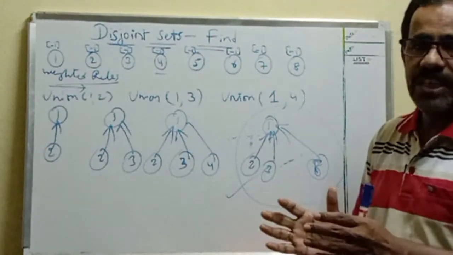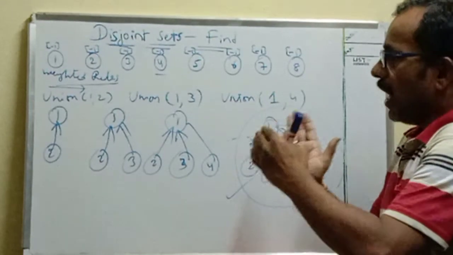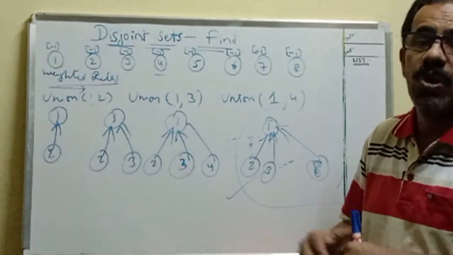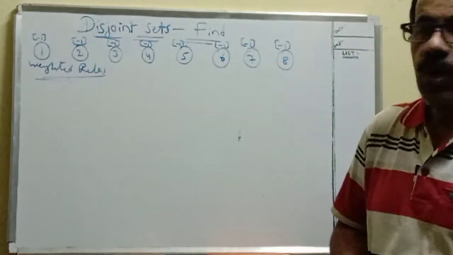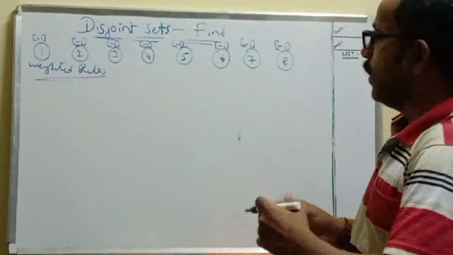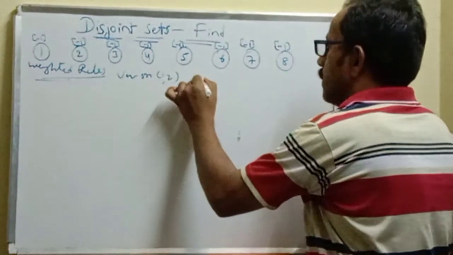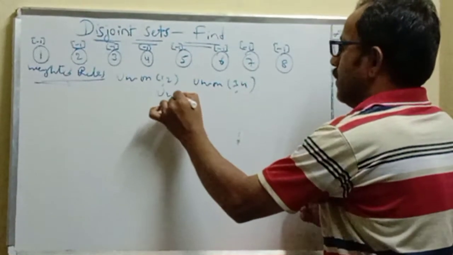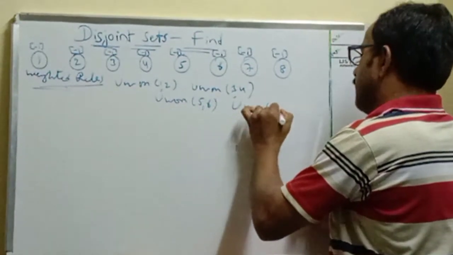Okay? First I will explain what find is, but before going to that, again I will show how, according to the weighting rule only, we can construct a tree structure in our own way by taking our own sequences. I will show you. We can also take our own sequences for constructing or performing union. Suppose union of 1 comma 2, union of 3 comma 4, union of 5 comma 6, union of 7 comma 8. I will show you.